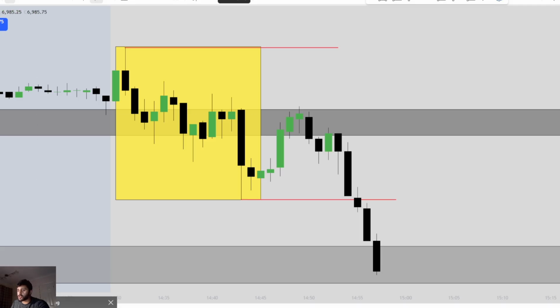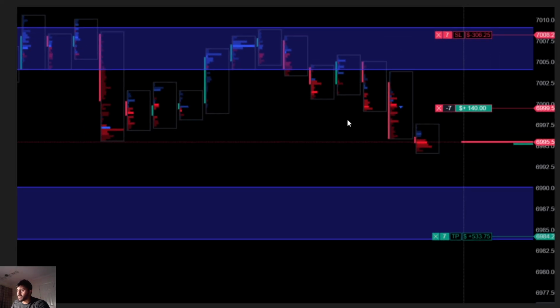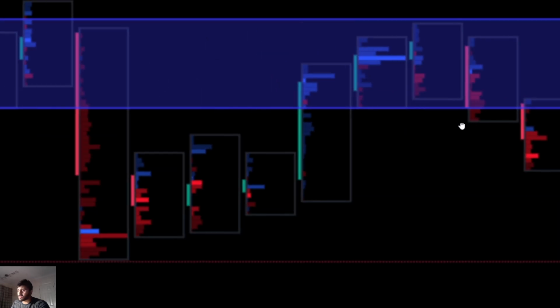So this is my short over here. My short came at 1 minute break, 1 minute retest. Even when we begin to look inside this retest, let's dive into the retest in a bit more detail.